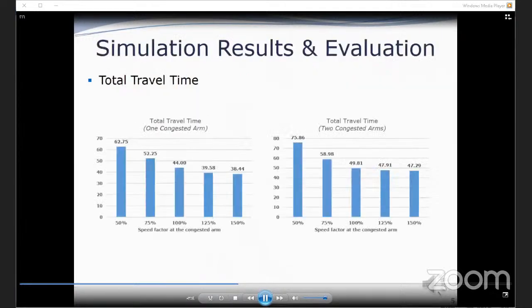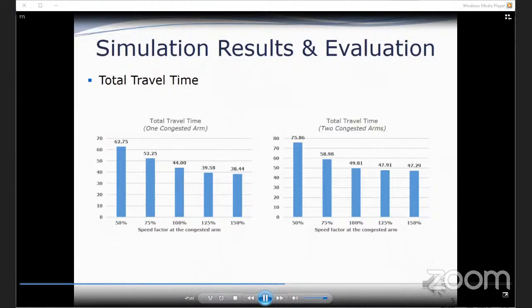As shown in these figures, the total travel time decreases as the speed factor increases at the congested arms. This is to be expected, as the increased speeds for part of the traffic minimize the travel time. Nevertheless, the decrement becomes marginal in the case of 125% and 150% speed factors, especially in the case of the 2 congested arms. For instance, the figure on the left shows that the total travel time in the case of the 1 congested arm decreases by 10% after increasing the speed factor on the congested arm from 100% to 125%.